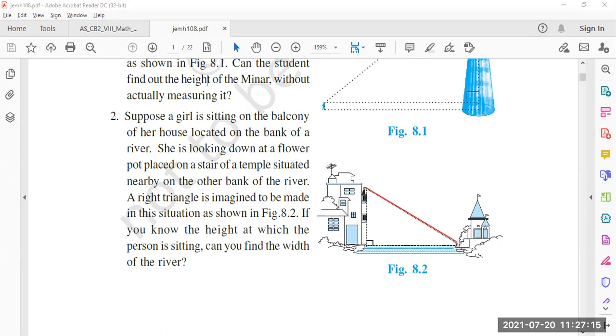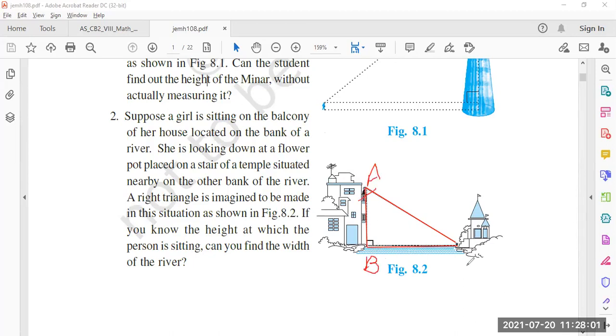She is looking at this pot here. If the line is drawn from the place where she is standing to the ground, that is the vertical line, and if we draw a line from the ground on one side of the river to the other side of the river, to the pot, this is how again we come across a right triangle getting formed. Here also we see that a right-angled triangle is getting formed.